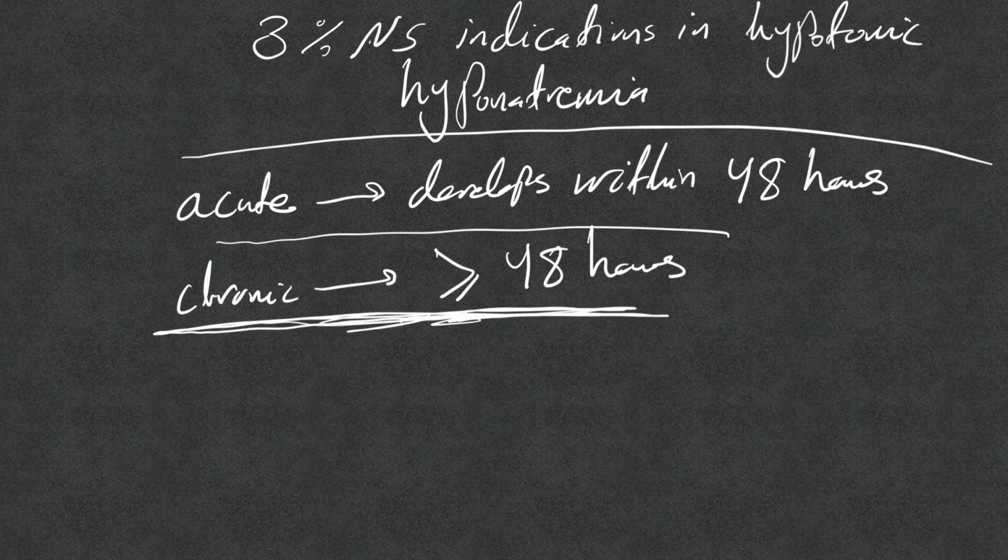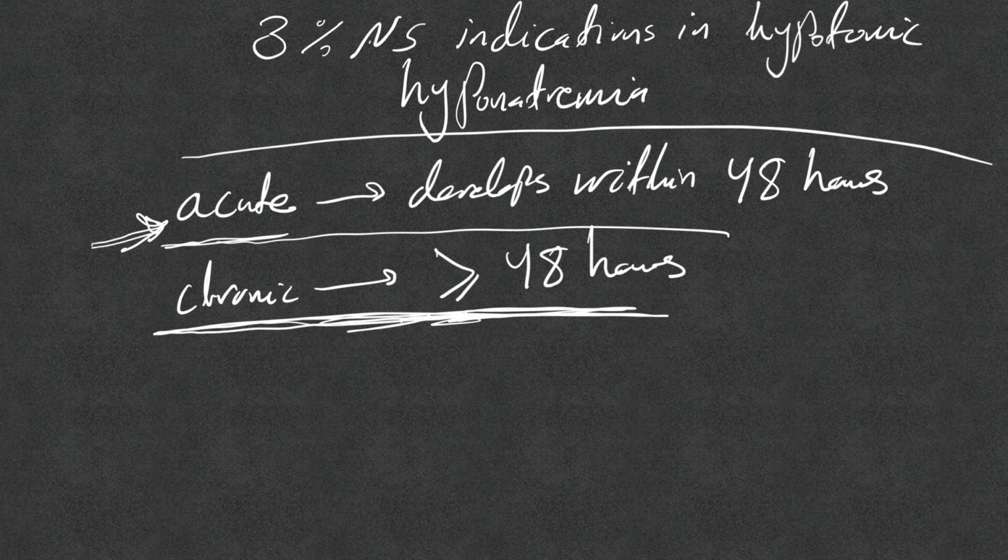I want you to understand that the risk of developing symptoms and complications is much more with acute hyponatremia, because there is no time for the brain cells to adapt. So they swell quickly, they increase intracranial pressure quickly, and the risk of herniation is much higher. Compared to chronic hyponatremia, the brain cells have time to adapt. The symptoms are way less compared to acute hyponatremia.